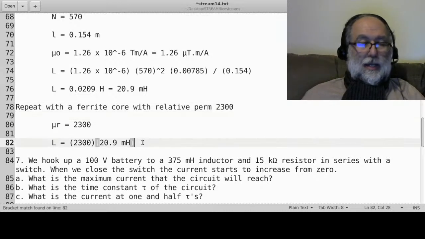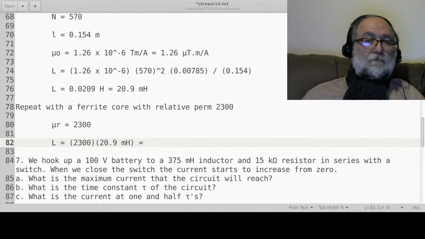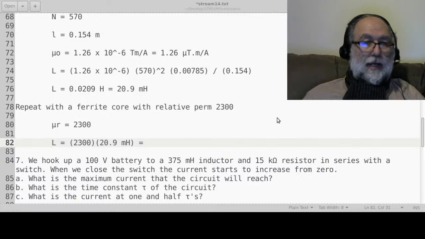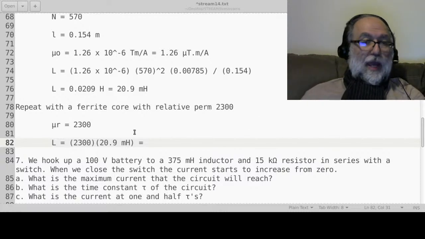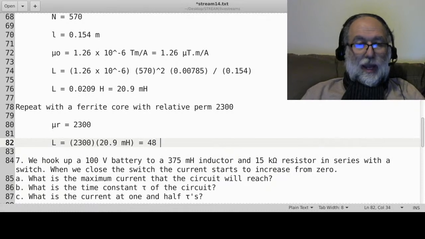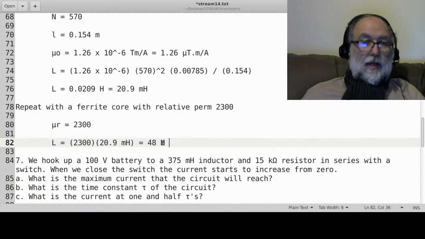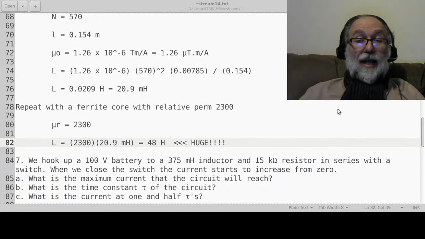Okay, and now this number is going to equal, multiply it by 2,300, it's going to equal 48 henries. Okay, this is huge. All right, so that's really big. So adding those metal cores is pretty big.